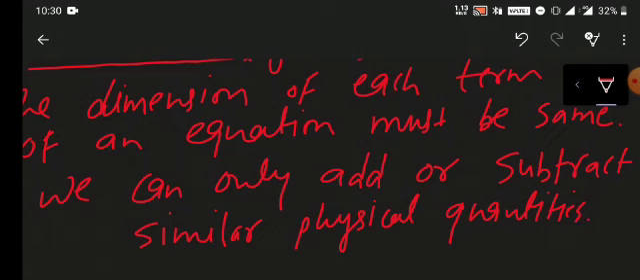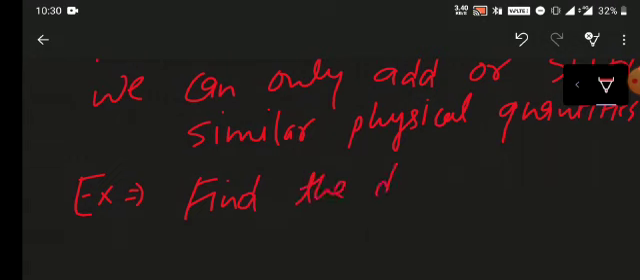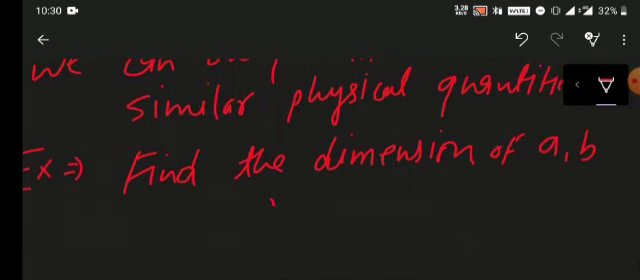Let's understand with an example. Find the dimension of A and B for the function v is equal to a plus bt. The velocity is equal to a plus bt. You have to find the dimension of A and B.